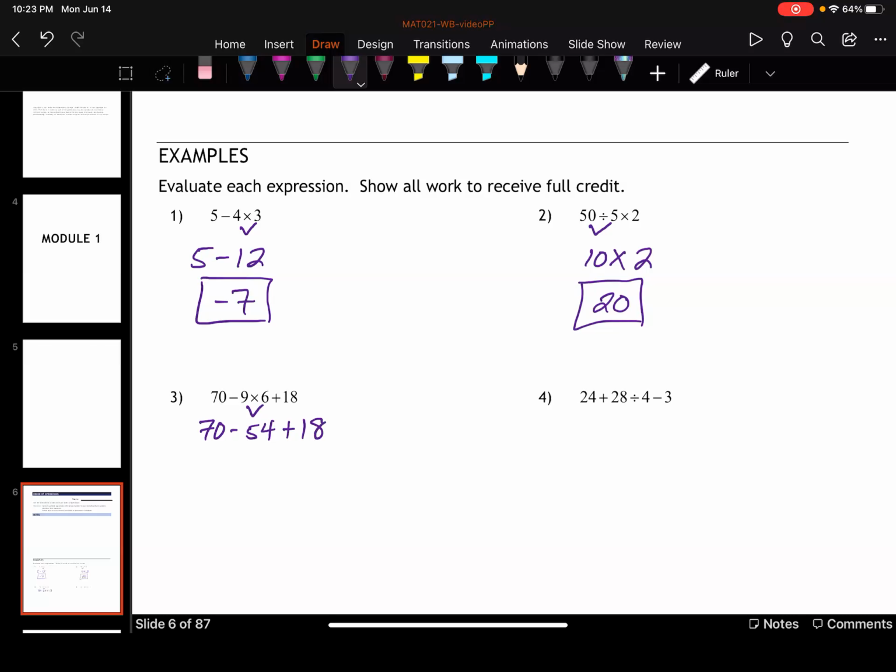Now again, with order of operations, addition and subtraction, now we go left to right, which means we're actually going to subtract before we do that addition. So 70 minus 54 will give us 16. And then 16 plus 18 will give us a final answer of 34.